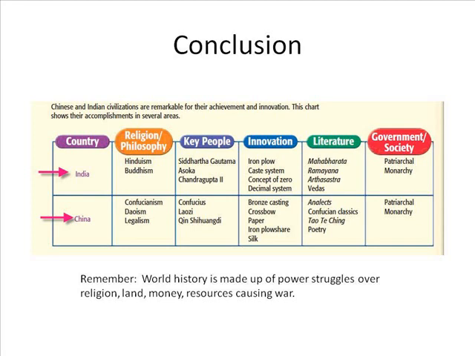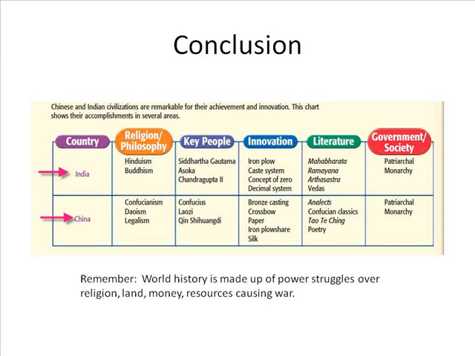The people, Siddhartha, of course, began Buddhism, Ashoka and Chandragupta II. And then down below, we see Confucius, Laozi, and Qin Shi. What were the innovations? Well, we have the iron plow, the caste system, kind of sad, the concept of zero, and the decimal system. And then we have bronze casting, the crossbow, paper, iron plowshare, and silk. So you guys should really kind of know, if you're asked, playing Jeopardy in the afternoon, where did this come from? You'll now know the difference between India and China.